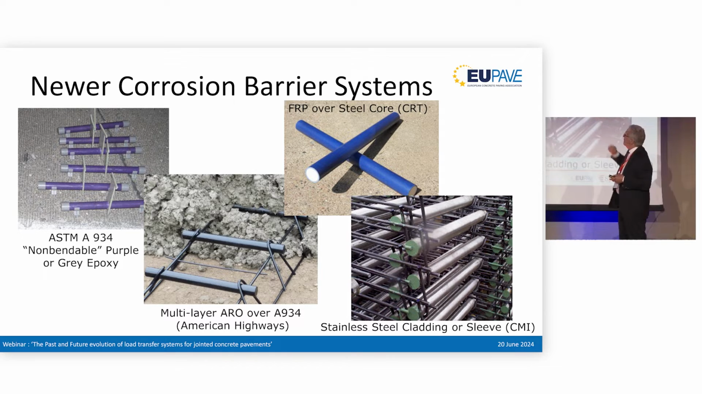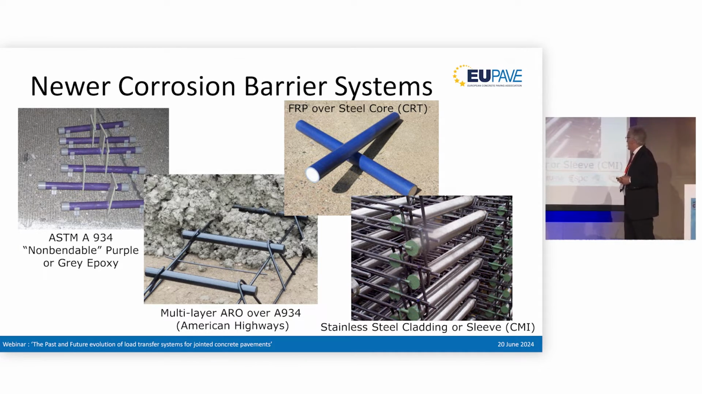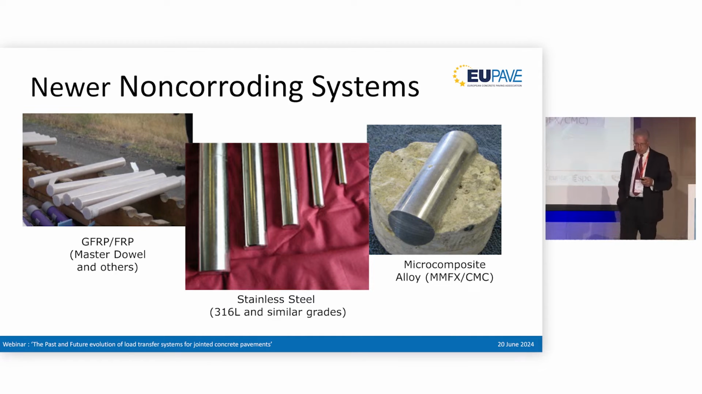We have composite materials that are encasing steel core materials. So that's a composite dowel bar with a steel core and about 3 millimeters of epoxy coating around the outside. And then we also have used, in some cases, stainless steel cladding or stainless steel sleeves, which again provides a uniform, impenetrable barrier on the outside of the bars.